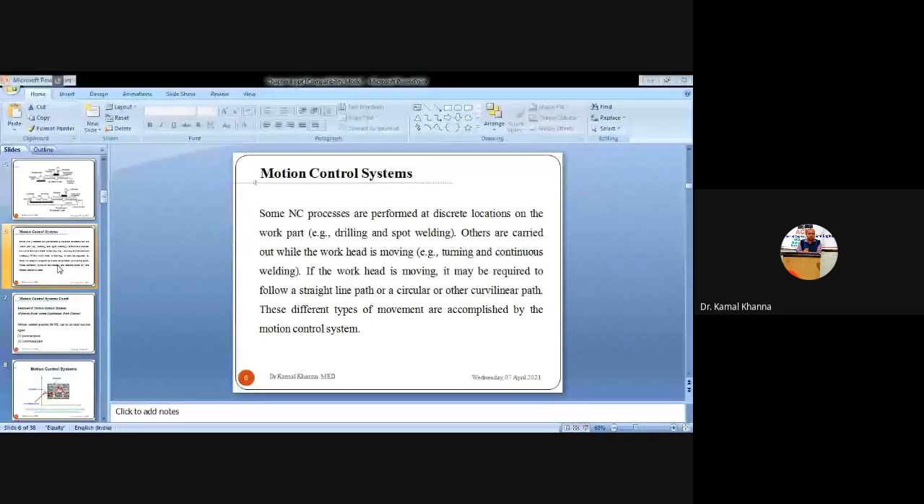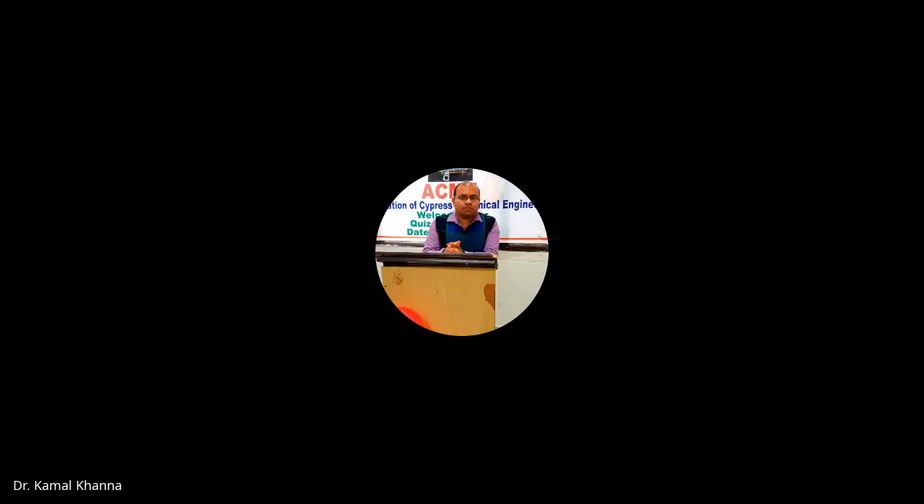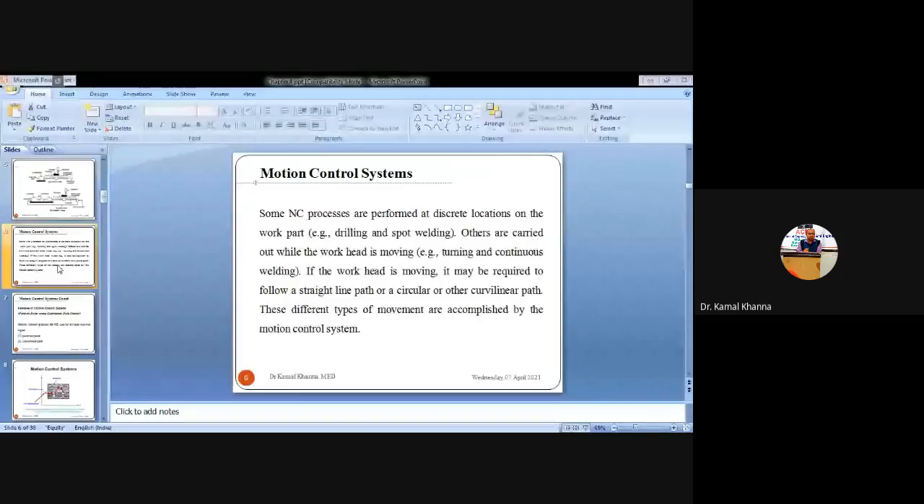So that discrete location, that is, a movement of the tool from one end of the specimen to the other end of the specimen, is called the discrete location. That movement can be point to point, and also can be a continuous movement. And if you are performing a drilling operation or spot welding, then that movement can be a discrete location.